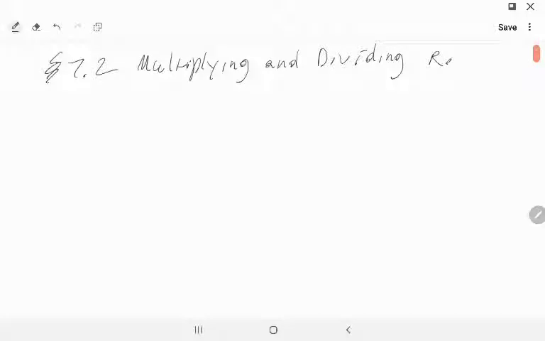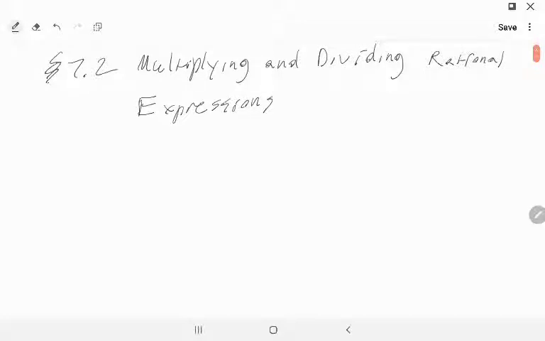Section 7.2 is on multiplying and dividing rational expressions. And this pretty much comes down to our ideas for multiplying and dividing fractions.